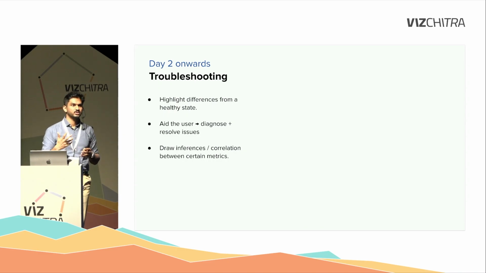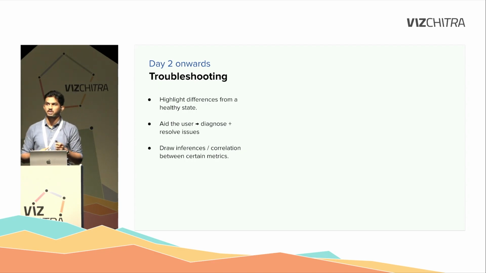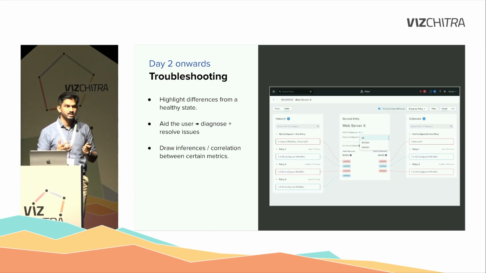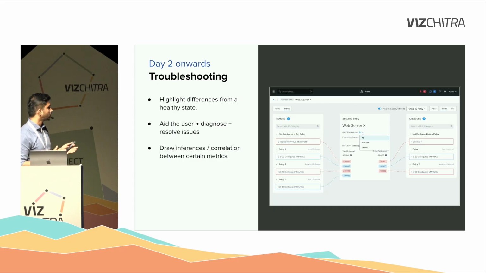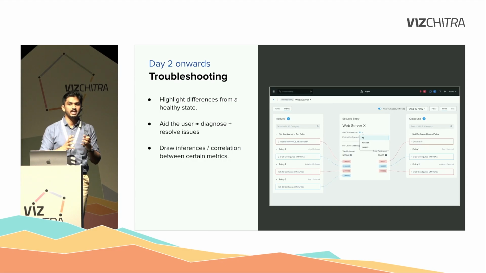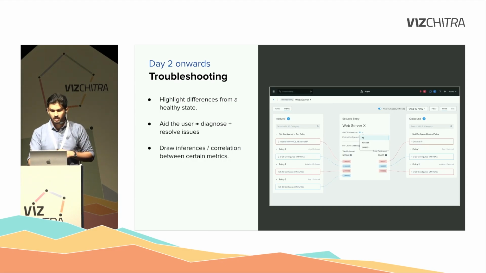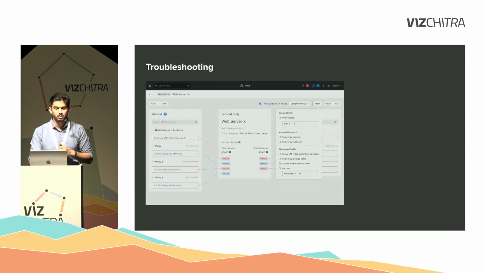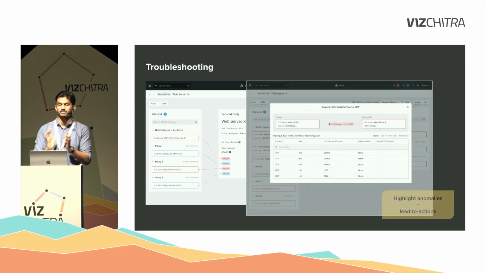So how does troubleshooting actually help you? It helps to highlight differences from a healthy state. It aids the user to diagnose issues and also draw inferences or correlation between certain metrics. So consider this system wherein I'm showing you a snapshot of how a server looks and how we are monitoring the incoming and the outgoing traffic. We've clearly highlighted what is healthy versus what is not. But going a step ahead, it also allows you to filter things, highlighting the actual input points, and then guiding the user to either a distilled set of data or taking actions on their next steps.